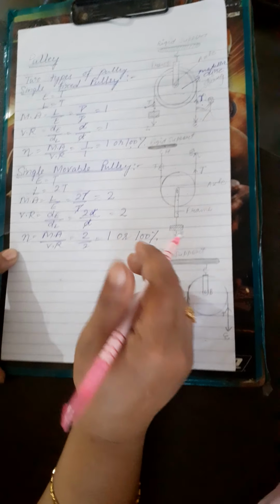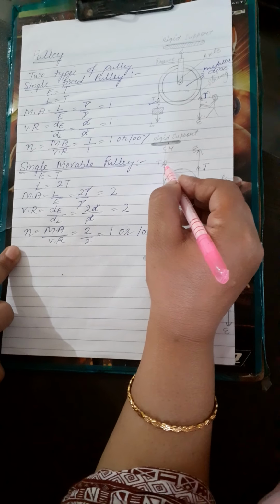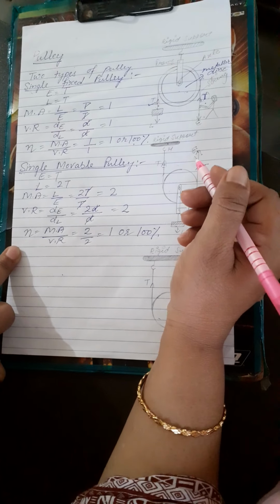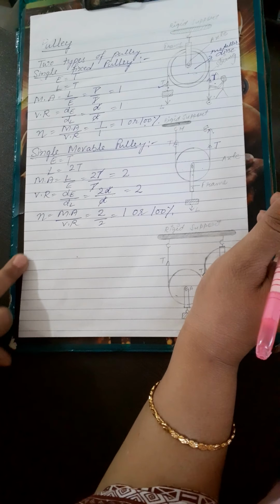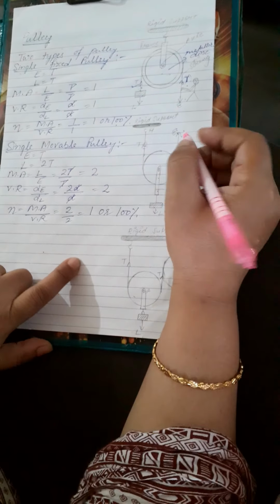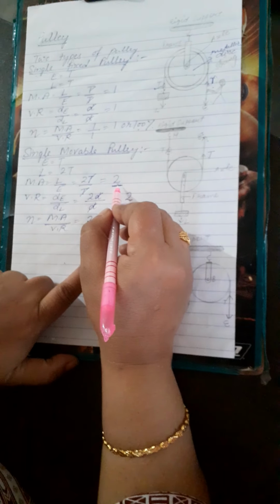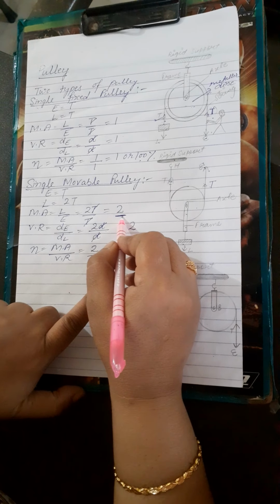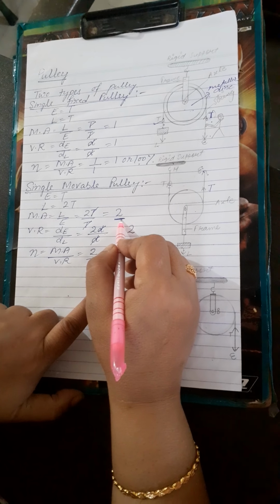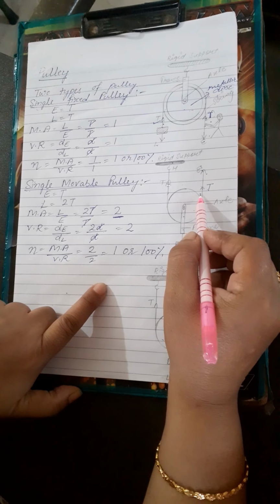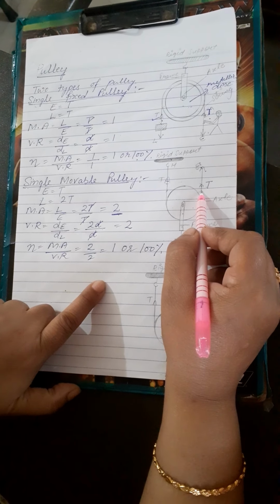If friction is there, this string is having some weight, then efficiency will be less than 100%. Then beta, if here we are getting a mechanical advantage 2, it is acting as a force multiplier. We have to apply very small effort. Then why are we not preferring this one?